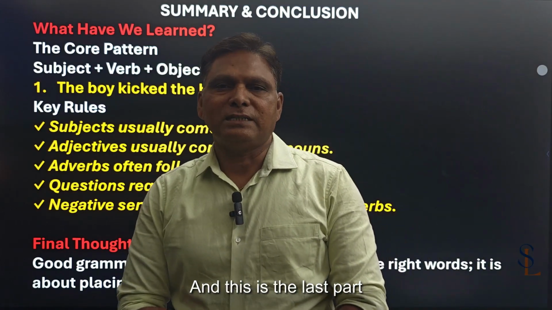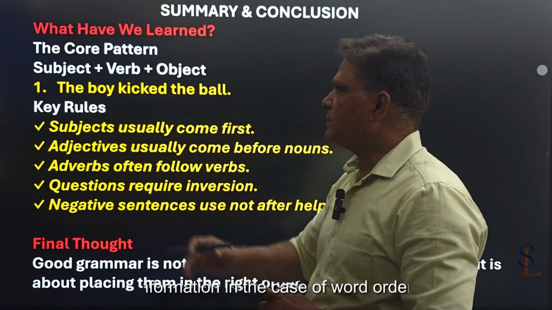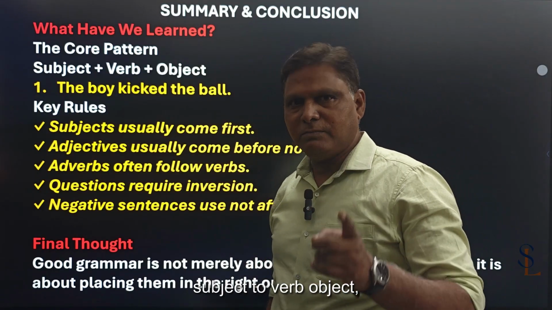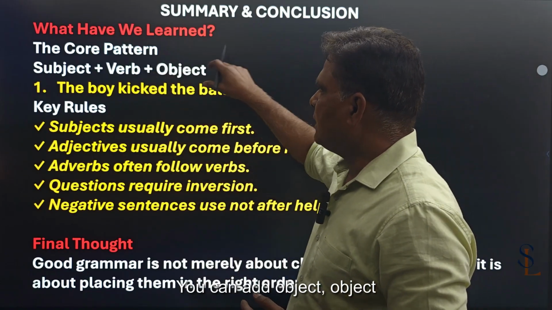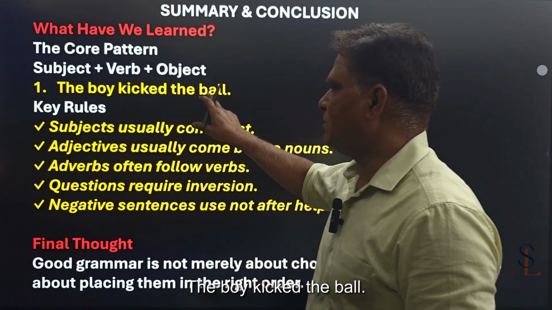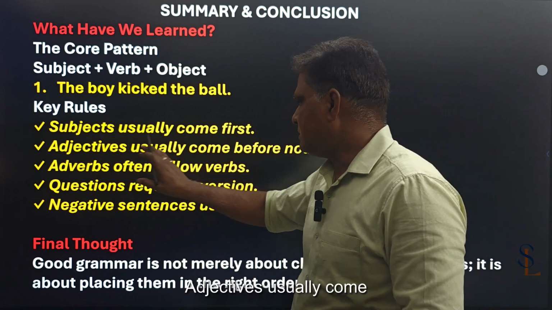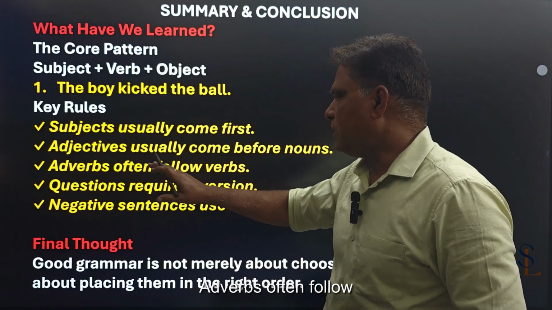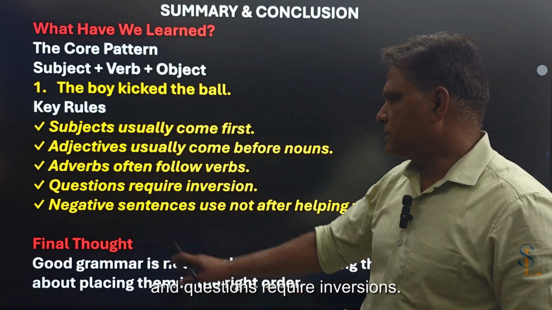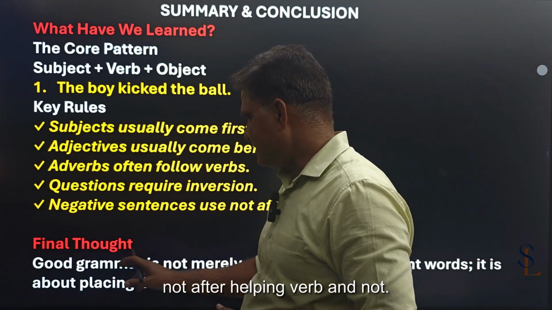And this is the last part of the information in the case of word order. What have you learned? The core pattern, that is SVO: subject, verb, object. It's a core pattern. You can add object 1, object 2, and object complement, etc. The boy kicked the ball. Key rules: 1. Subjects usually come first. Adjectives usually come before nouns. Adverbs often follow verbs, giving more meaning to a verb. Questions require inversion. Negative sentences use not after the helping verb: am not, isn't, etc.